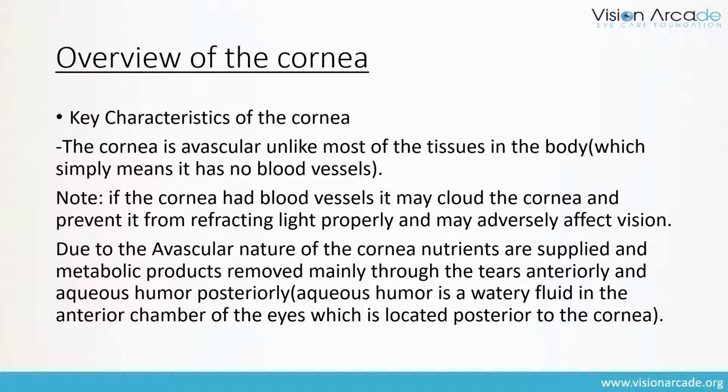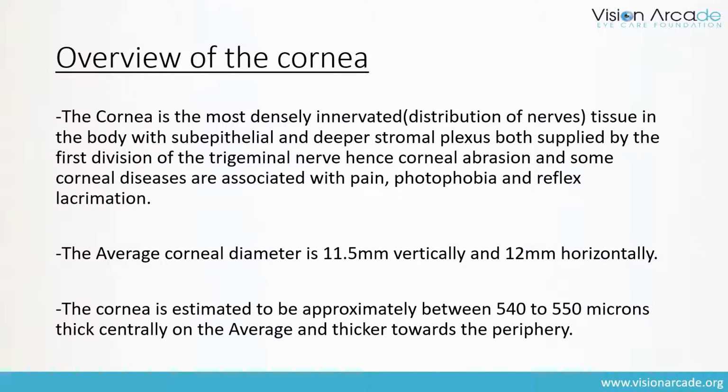Because of its avascular nature, nutrients are supplied to the cornea through the tear film anteriorly, and then posteriorly through the aqueous humor. But we'll discuss a bit more of that when we go to the layers of the cornea.